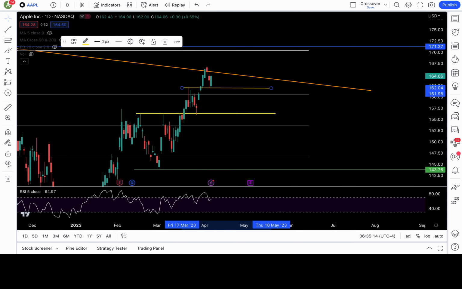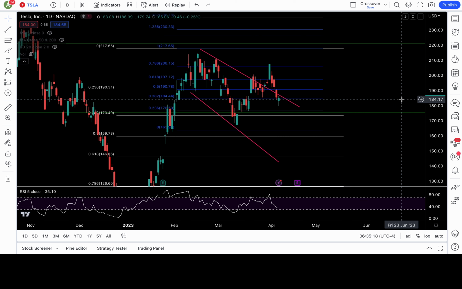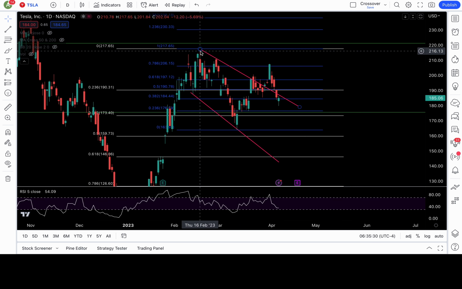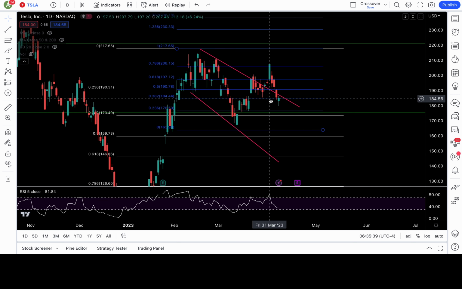All right, and here is Tesla, still in that false breakout mode here. False breakout mode. Didn't show follow through yesterday though. All right, I have a Fibonacci level from February 6th high down to March 13th low. 38.2 fib level at 184.4. We got some buying pressure from it on April 5th.